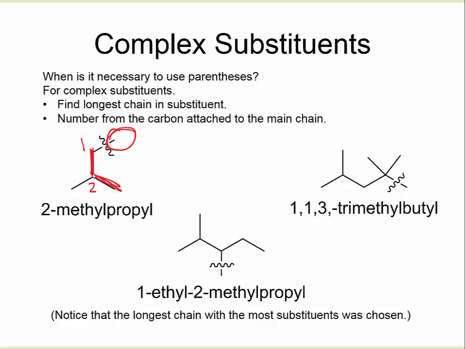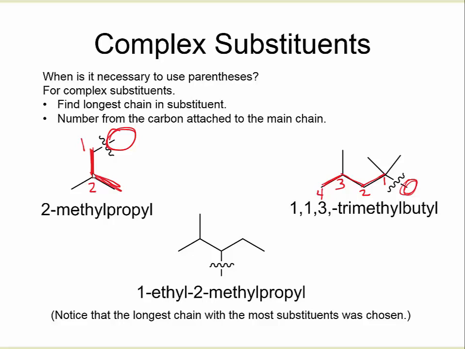Moving over to the right, if the rest of my molecule is here in the bottom corner, then the longest continuous carbon chain is 1, 2, 3, 4 carbons long, and I have methyl groups on carbons 1 and 3. So this would be a 1,1,3-trimethyl butyl group.